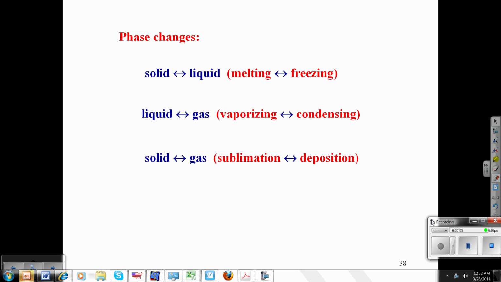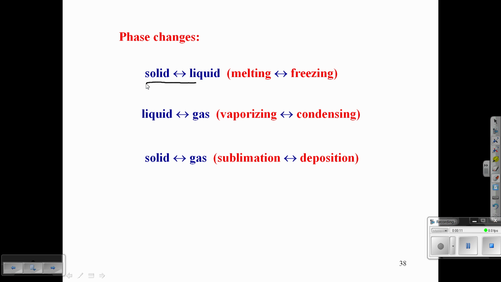Alright, so the next thing we're going to do is review phases. There's a couple things you need to know. First of all, you need to know obviously the basic phase changes from a solid to a liquid. If you go in that direction, we call it melting. If you go in the other direction, it's freezing if you go from a liquid to a solid.